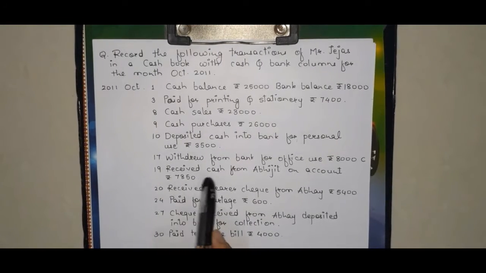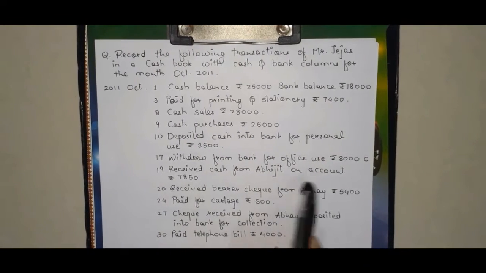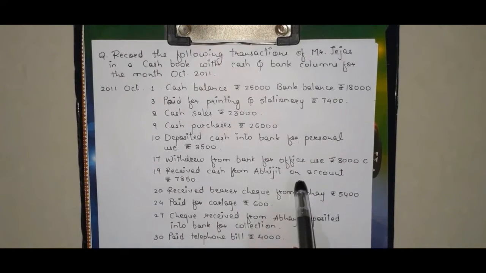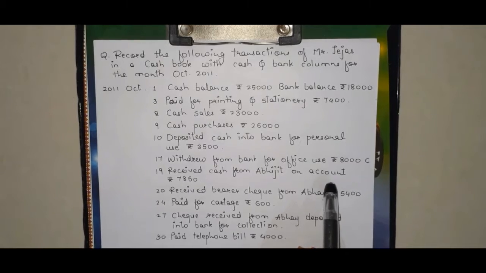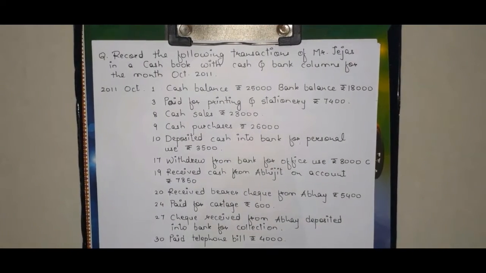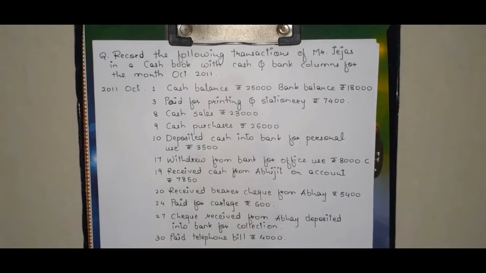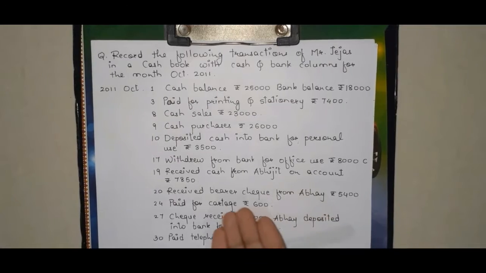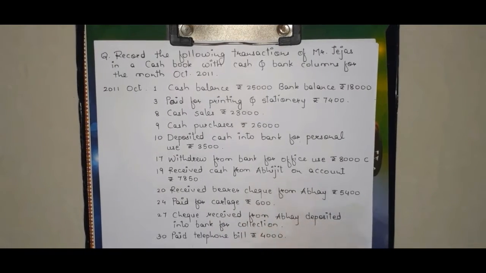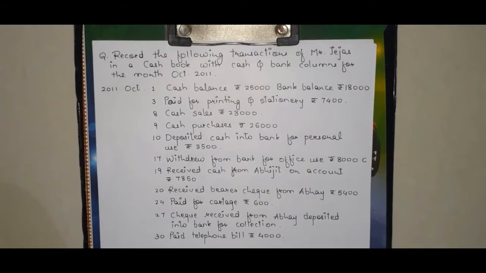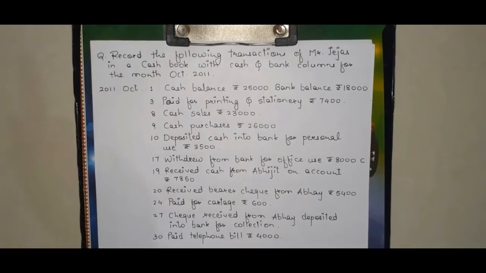Next one, received cash from Abhijit on account rupees 7,850. So what does on account mean? That is on credit. We have received some cash, that we have sold some goods to Abhijit on credit. He has made partial payment of the goods which we have sold on credit. So that is why on account rupees 7,850 we have received from Abhijit.